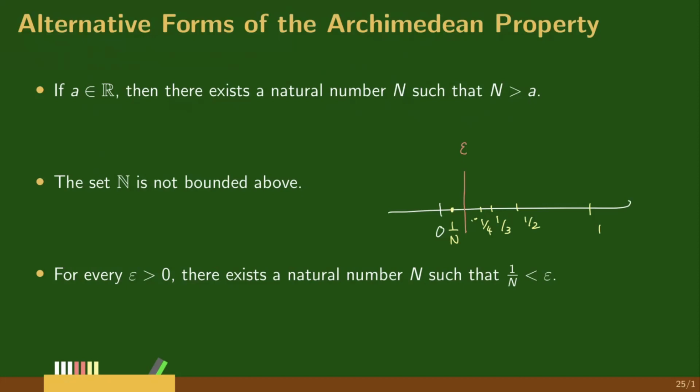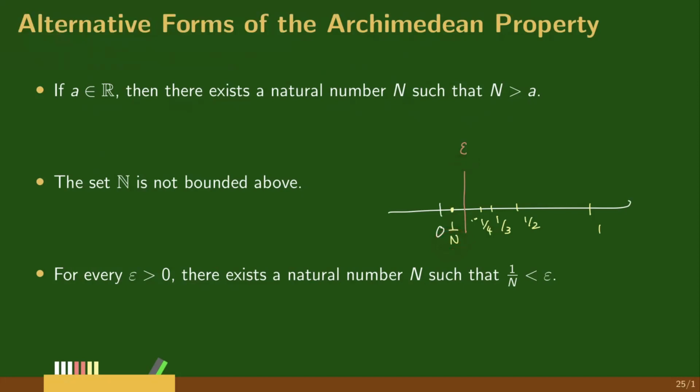Naunawaan ba? Yeah, may isang 1 over n na laging mas maliit sa kahit na anong positive na epsilon. Mali ako dun. Sa kahit na anong epsilon greater than 0, may isang 1 over n na palaging mas maliit kaysa sa epsilon. Of course, yung choice mo dito sa n will depend on how small this epsilon is. Usually, mas maliit yung epsilon, it will require a bigger capital N.